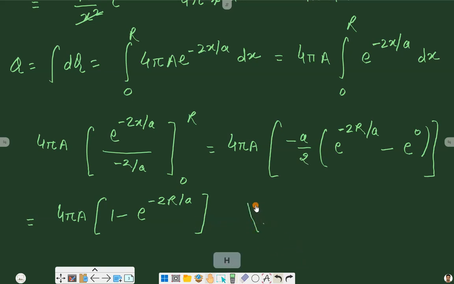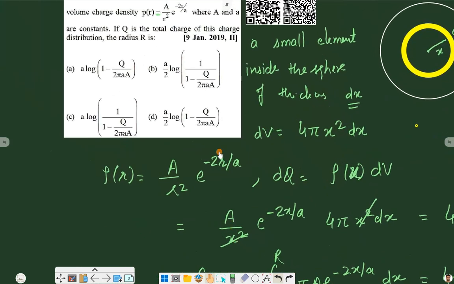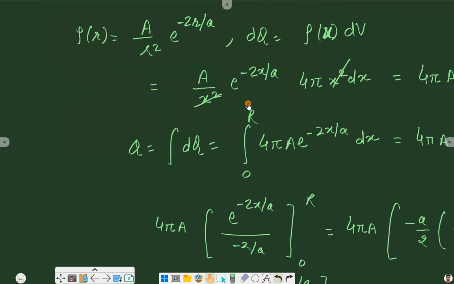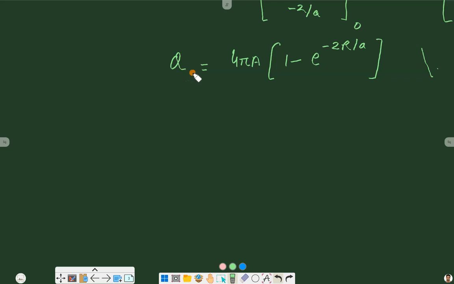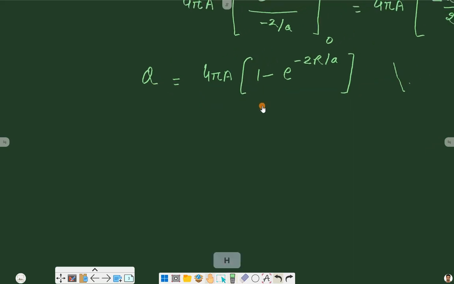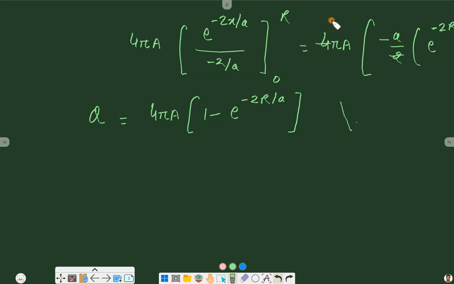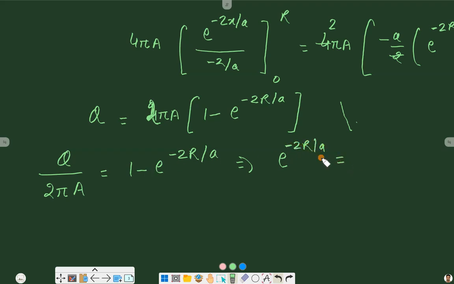Now, as asked in the question, we have to find the radius of this charge distribution. So to calculate the radius, let us put it equal to q. Now from this we can, okay, I think we missed a 2 here. This will cut with the 2, so this is 2 pi a. So from here we will rearrange this equation to find the value of r. So q by 2 pi a is equal to 1 minus e raised to power minus 2r by a. This can be written as e raised to power minus 2r by a is equal to 1 minus q by 2 pi a.